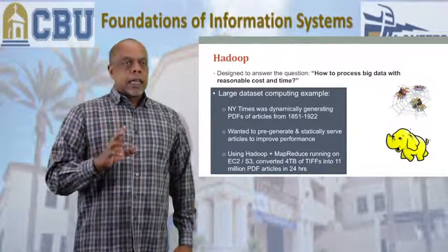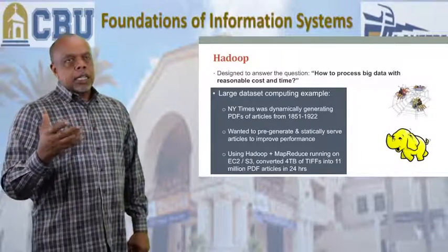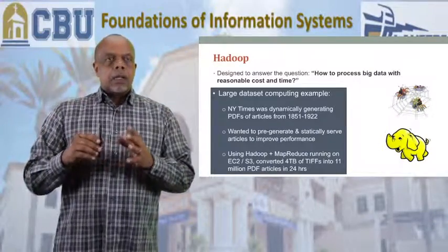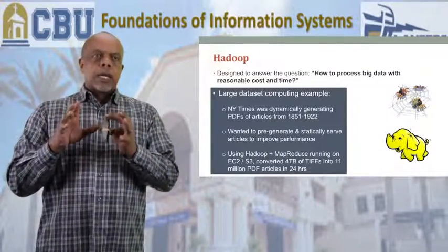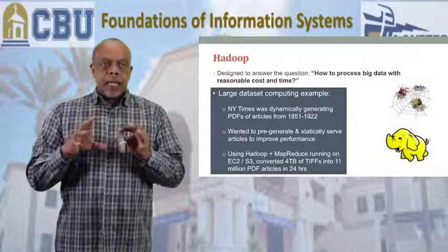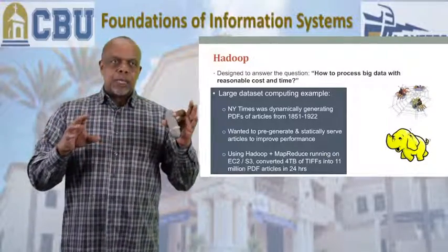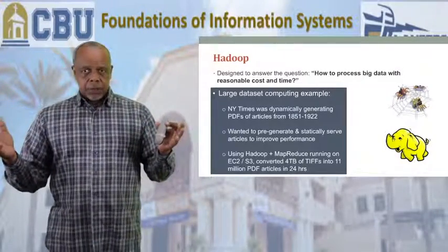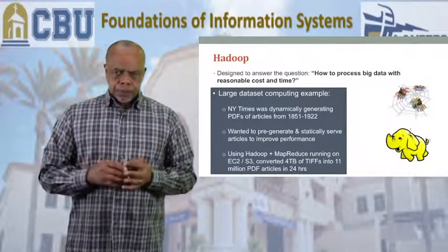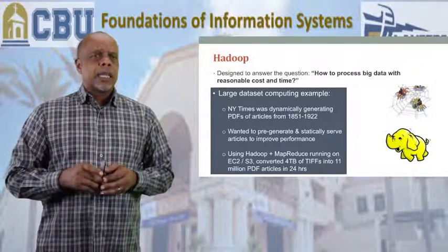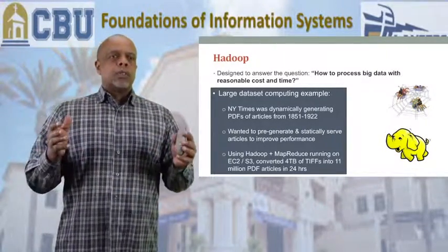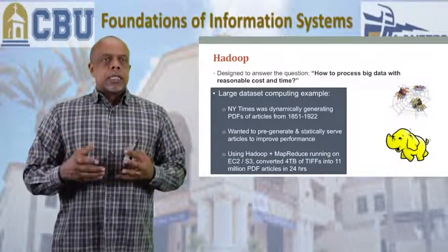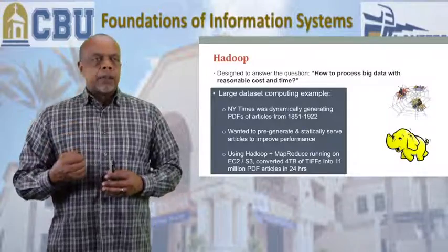Now let's take a look at an example of large data set computing. The New York Times newspaper was trying to generate PDFs of articles written between 1815 and 1922. That's a lot of years, about 70 years or so. Think about the number of articles, because newspapers were really big then, that they were trying to put into PDF.